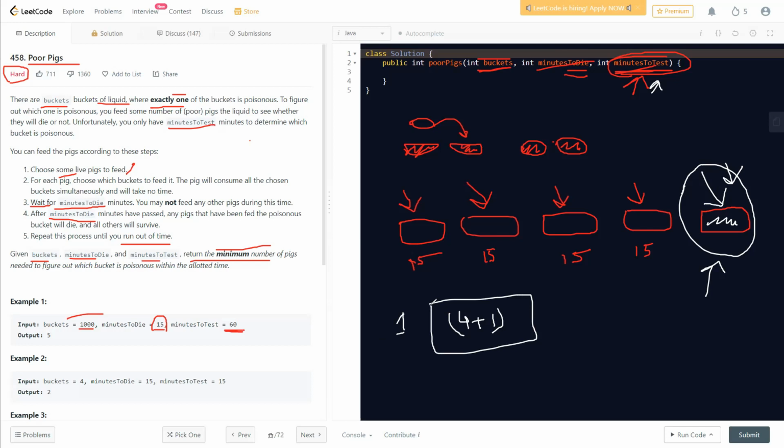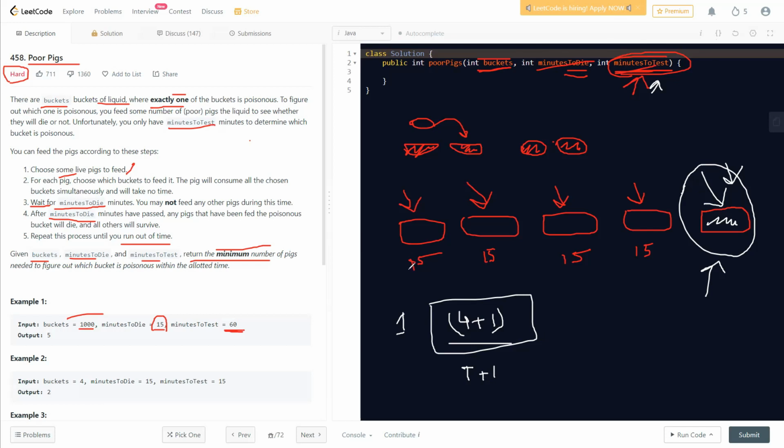But I hope this is clear that a single pig in four trials can actually check five buckets. That is four plus one, right? Say the number was something different. Whatever the number of trials that the pig can go through, a single pig can do that number of trials, say t. If I take the number of trials as t, the pig can check t plus one buckets, right?